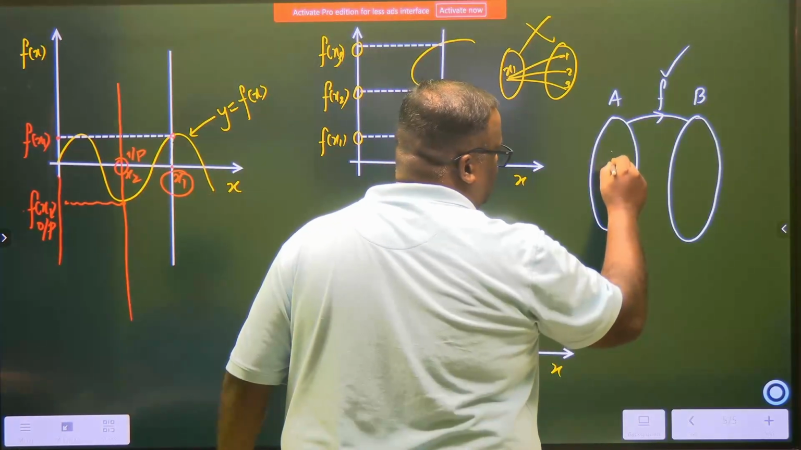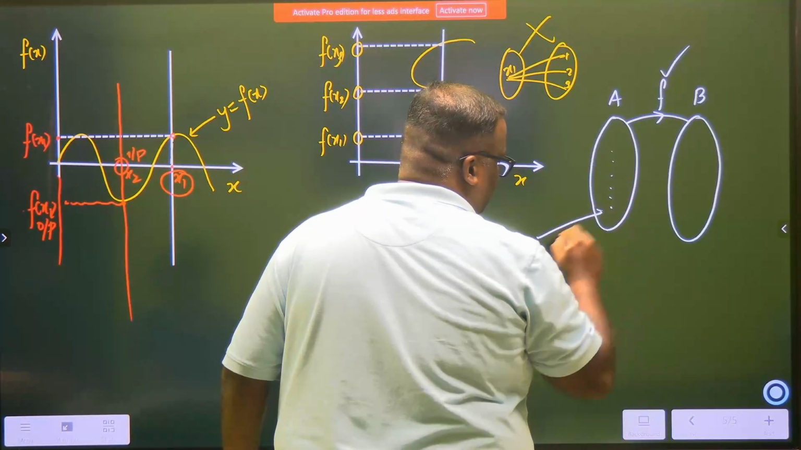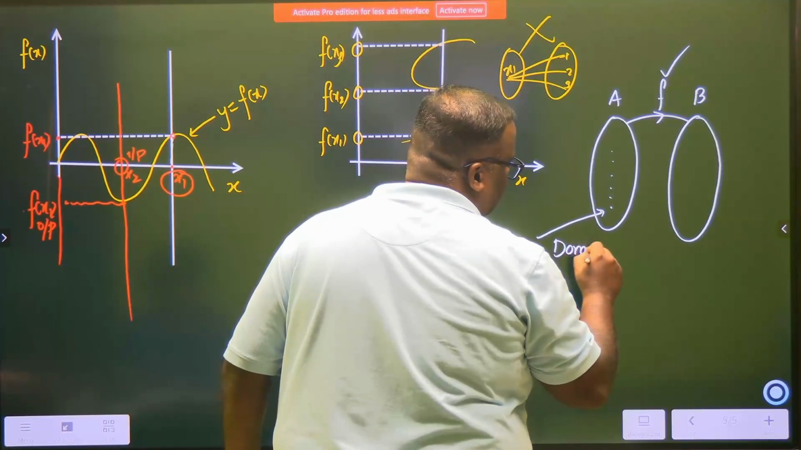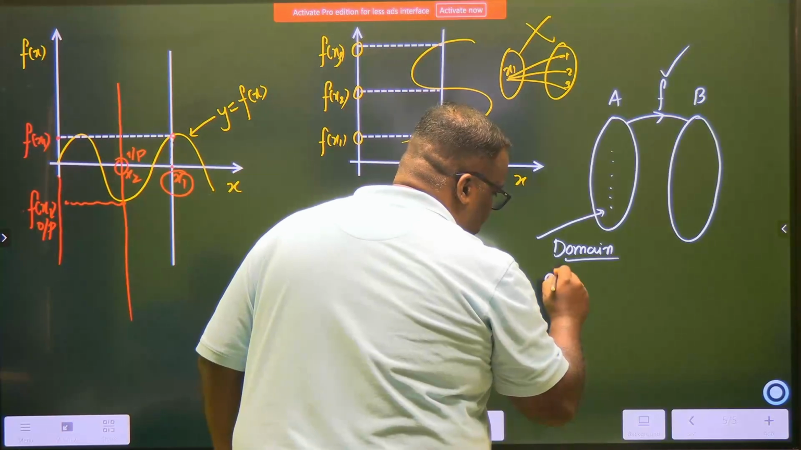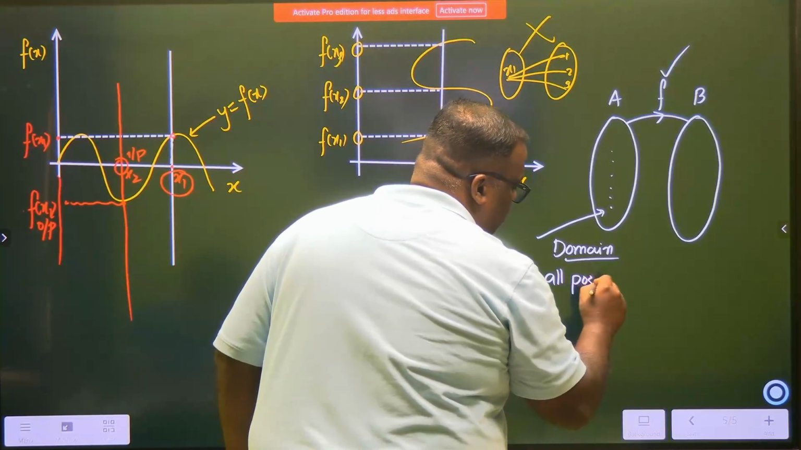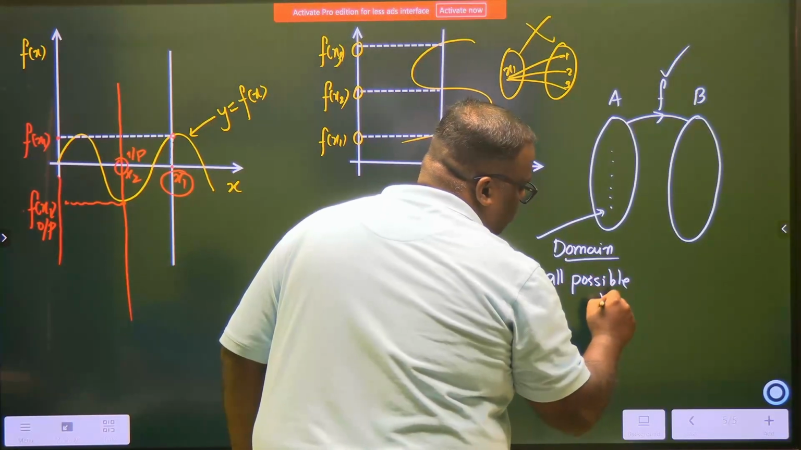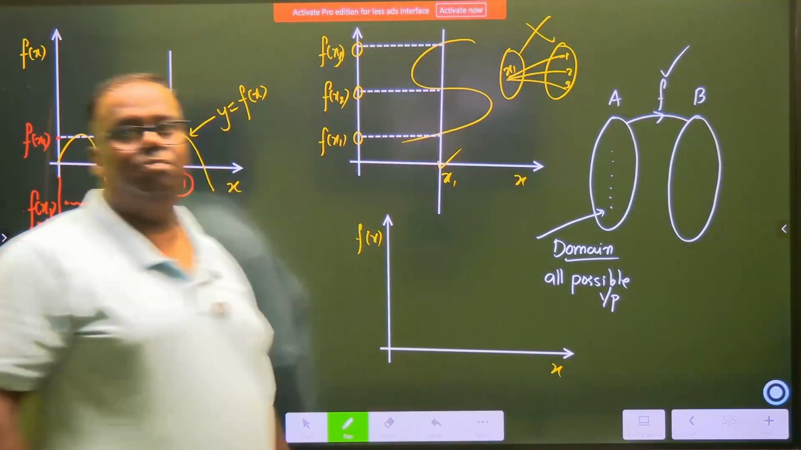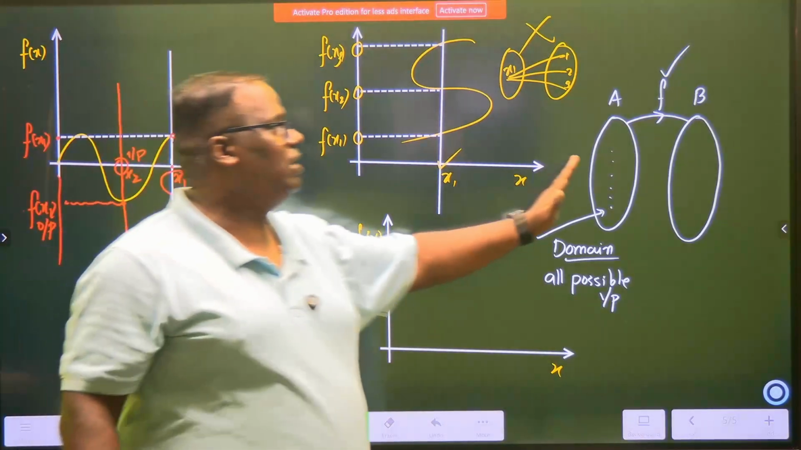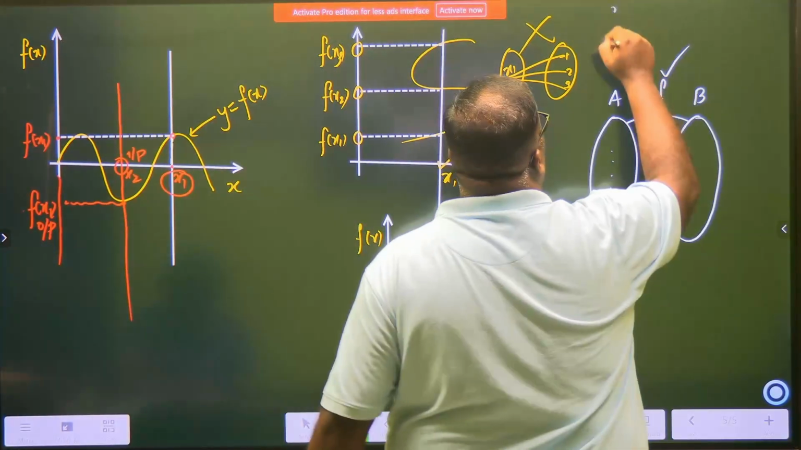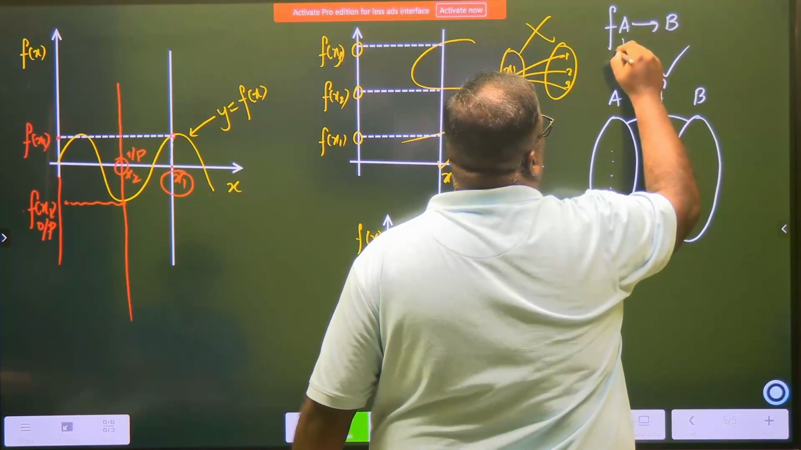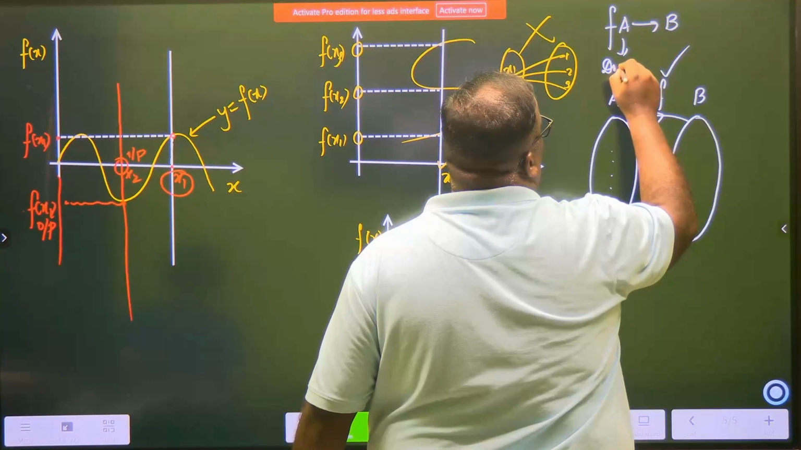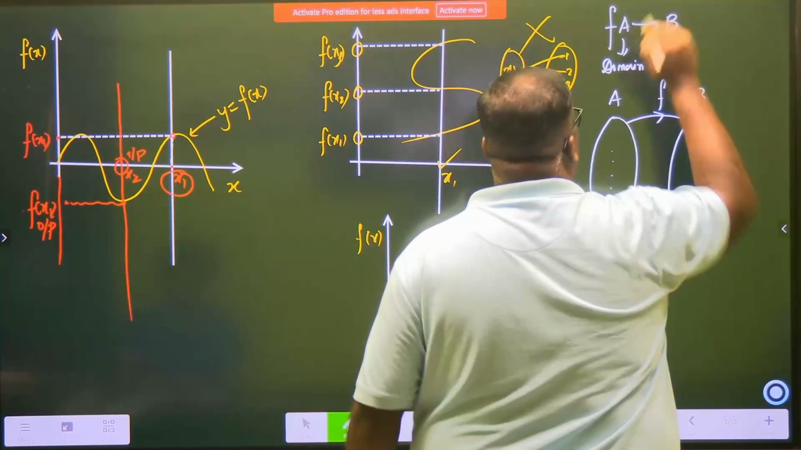Those inputs, the valid inputs, will be known as your domain. So what is the domain of a function? The domain of a function is all possible inputs. Okay, try to understand. The function is trying to map a relation from A to B. So A is known as my domain, all possible inputs. What is B?